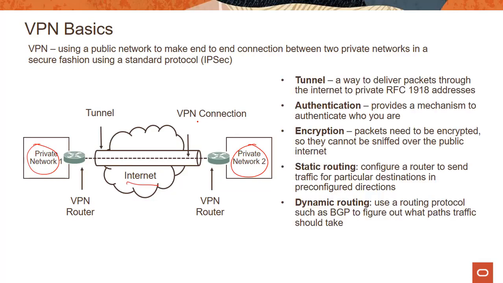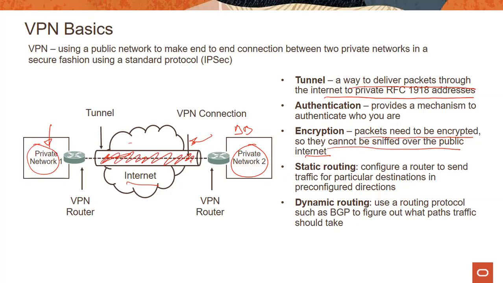Now, what are some of the key characteristics we talk about, right? The first thing in a VPN is this thing called a tunnel. A tunnel is nothing but a way to deliver packets through the internet to RFC 1918 addresses, meaning private network addresses here. There is authentication, where basically you have to authenticate who you are. The really important piece here is encryption. Packets need to be encrypted so they cannot be sniffed over the public internet. So the packets can come unencrypted here, but right as they enter this tunnel, they are encrypted over this tunnel.